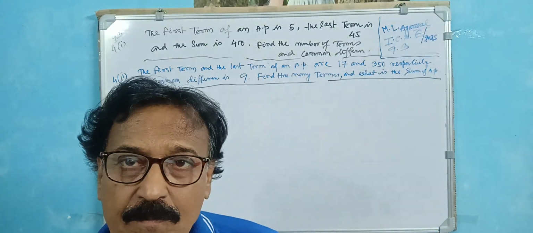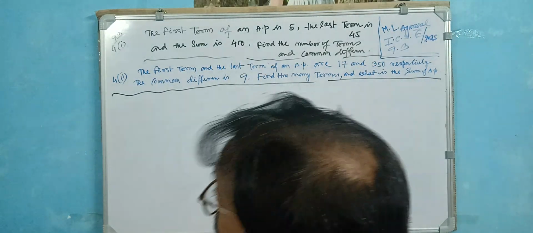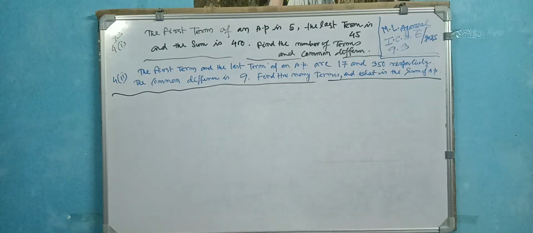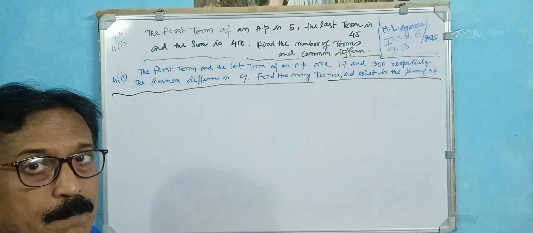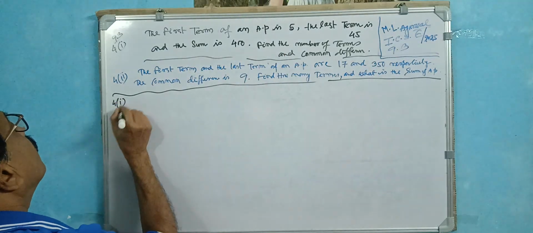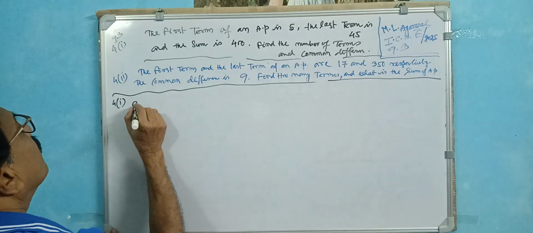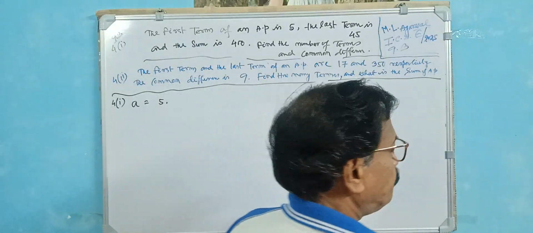You already know all the formulas. Now the first sum I'll solve. Just see, I will solve it in this way, it is very easy for you. Okay, the first term of an AP is 5. This is 4.1. So this is 5. How to solve it? No problem at all.